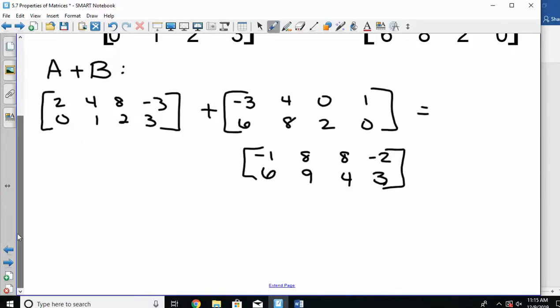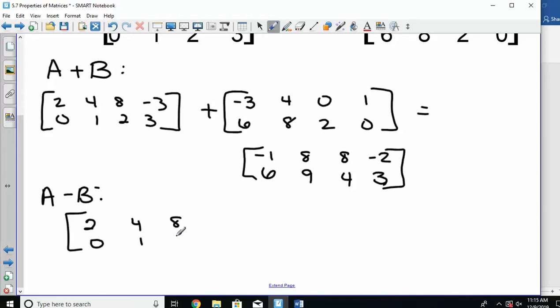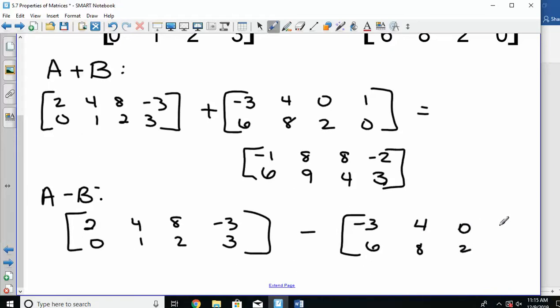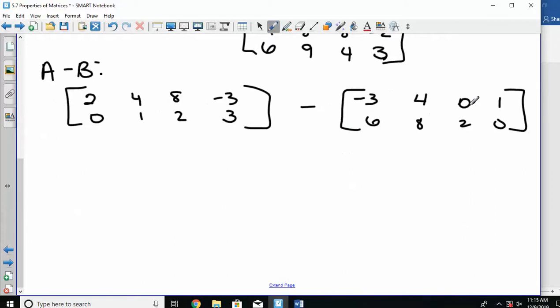If I asked you to do A minus B, what do you think you're going to do? Just subtract the corresponding numbers. Some people would rather distribute the negative, and that's fine. So you can either run a negative through everything in the second matrix and then add them, or if you're comfortable with subtraction, just think about subtracting as we go along.